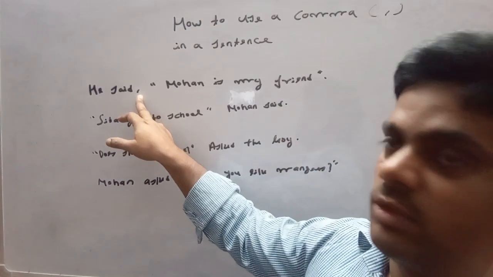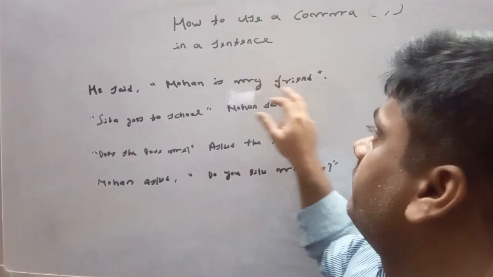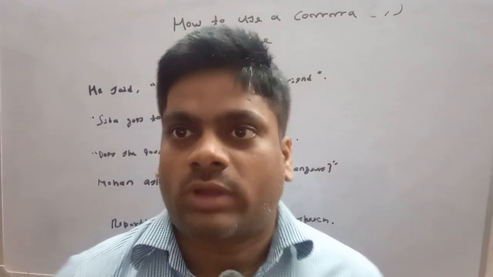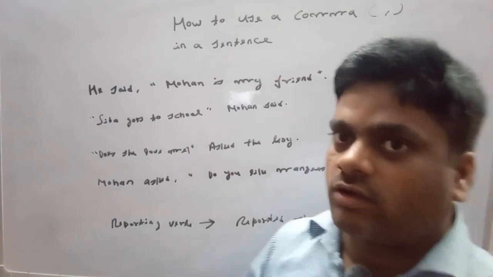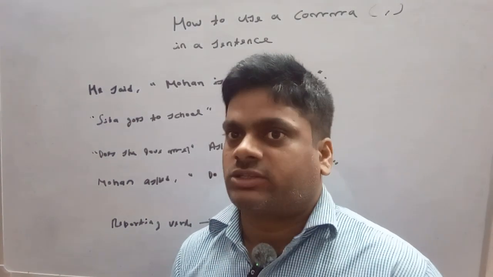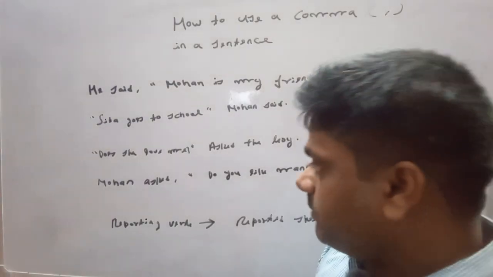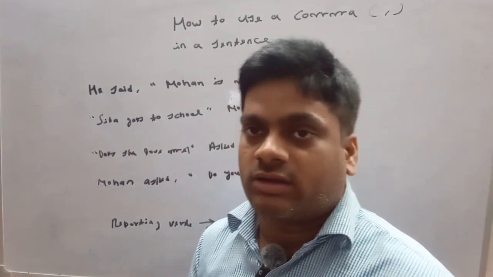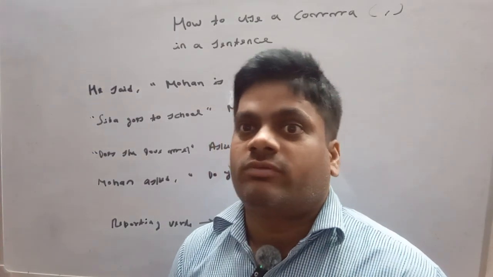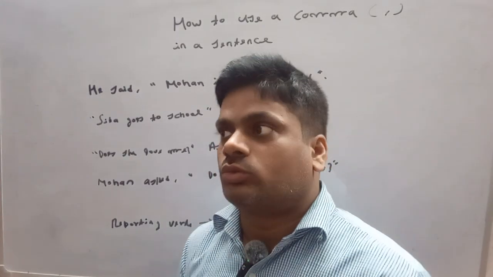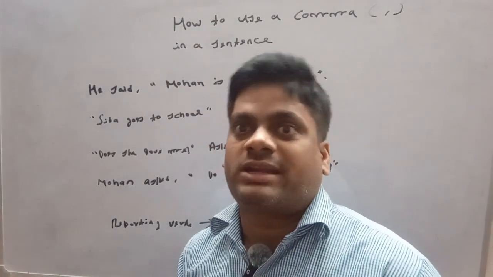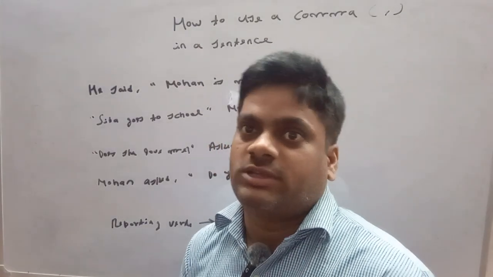Here we have used a comma. Mohan is my friend. So guys, in case of direct indirect sentences, or in case of narrations, when a reporting verb is supposed to be connected with a reported speech, then we can use a comma to keep a reporting verb separate from the sentence of reported speech.